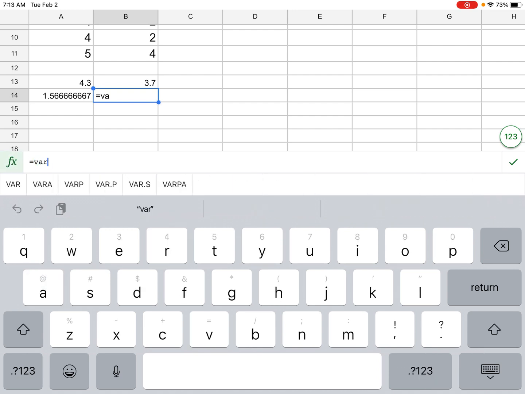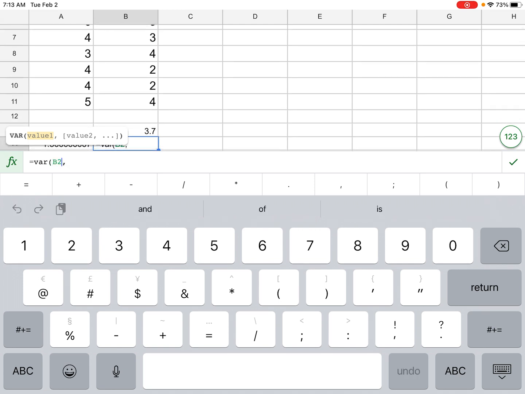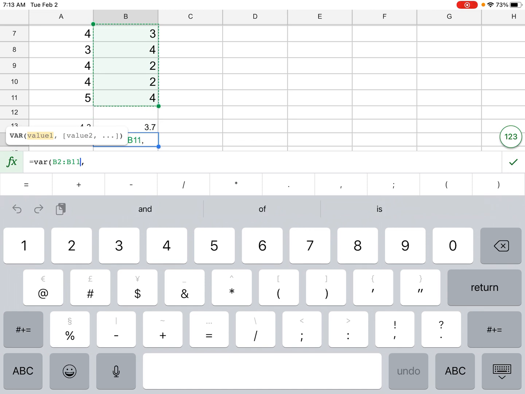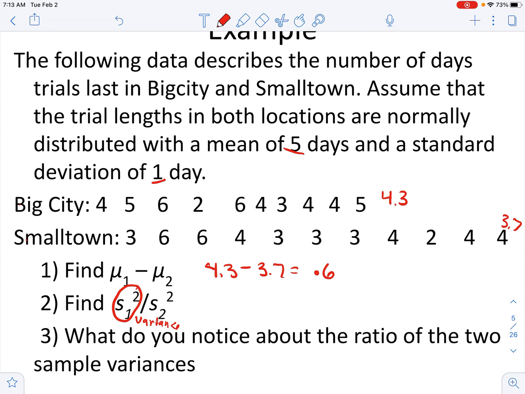So equals VAR, parenthesis. Now we're going to choose all the values for small town. Okay, and we get 2.01. So we'll go 2.01 and 2.57. All right, so our variance is 1.57, and this one was 2.01.